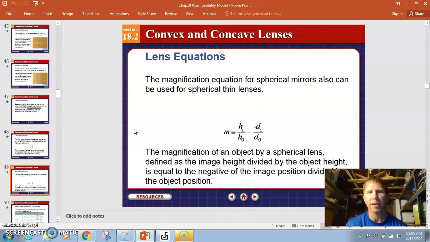Alright, there's also the magnification equation. Once again, this is the same as the spherical mirrors. Magnification is defined as the image height over the object height, or you could say the distance of the image divided by the distance of the object.